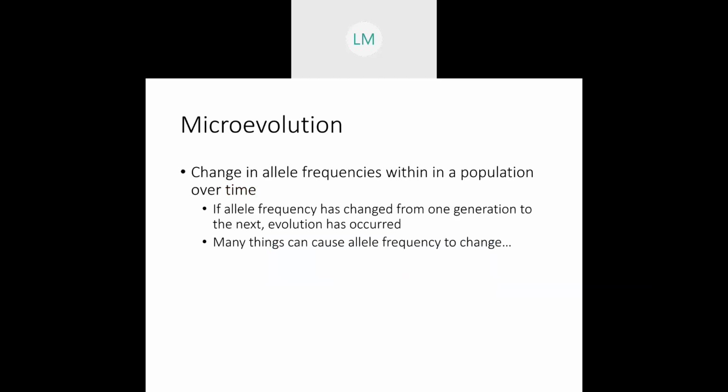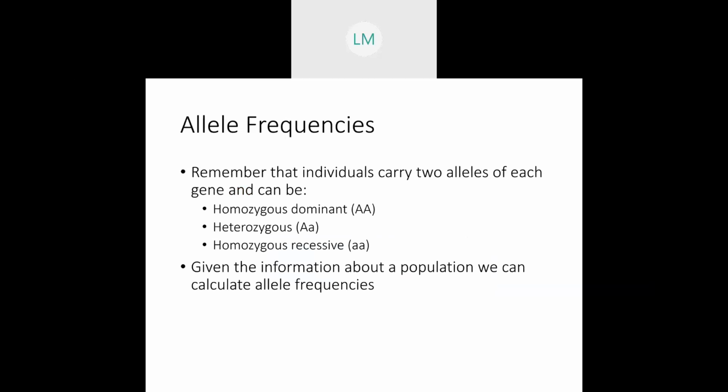There are a lot of different things that can cause these allele frequencies to change. We're going to talk about 5 of them. But before we talk about those 5 mechanisms of microevolution, we're going to just talk through an example of how allele frequencies might change. So remember that individuals carry 2 alleles of each gene, right?